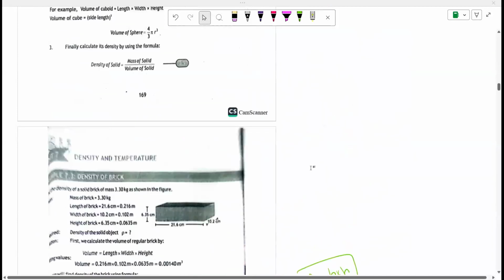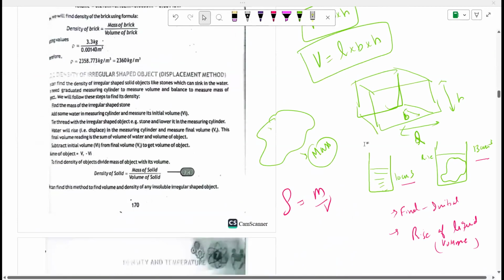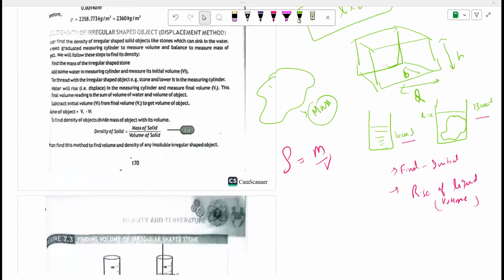Just for the record, we have discussed that this method that we have discussed is known as the displacement method. In it, we measure the mass of the object using the balance and then put it into the liquid and look for the rise of liquid. This is known as the displacement method.